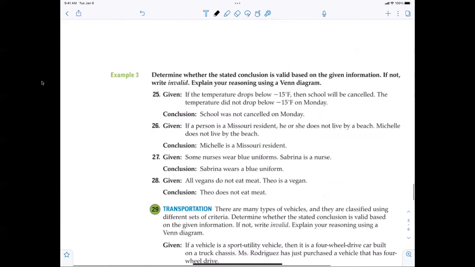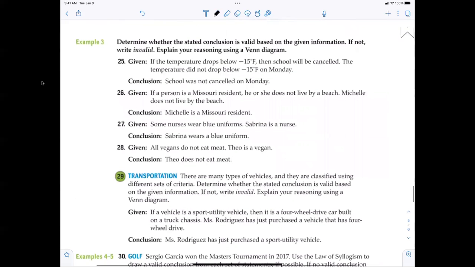All right, let me see if there's anything harder. If the temperature drops below 15 degrees, then the school will be canceled. The temperature did not drop below 15 degrees on Monday. Is there any conclusion? School was not canceled on Monday. Is that valid? Now, can somebody tell me just why it's invalid? Why?